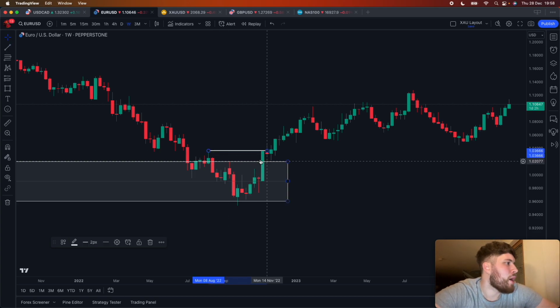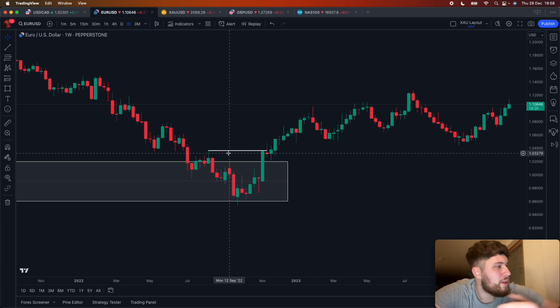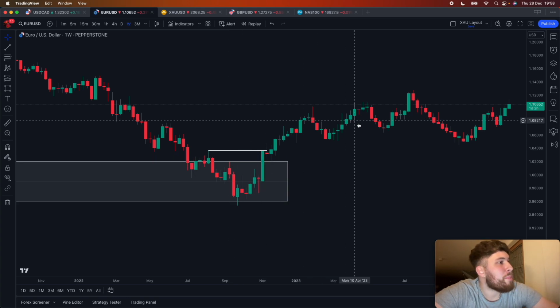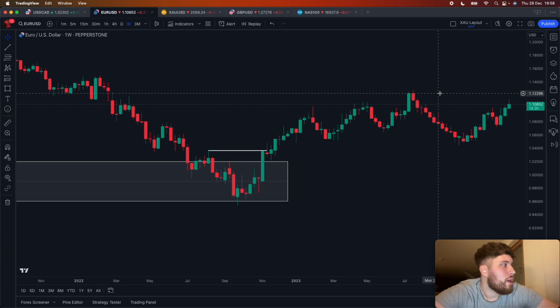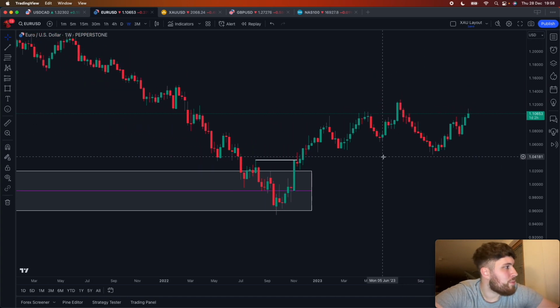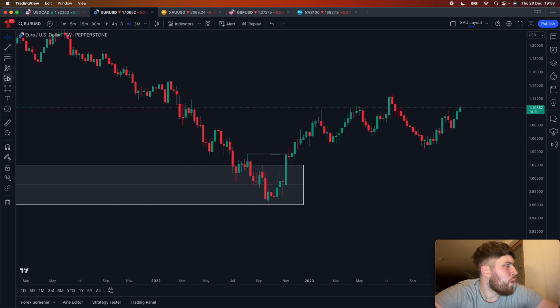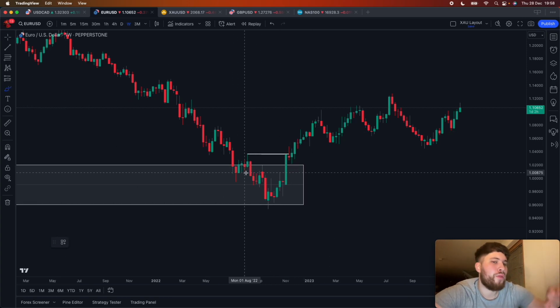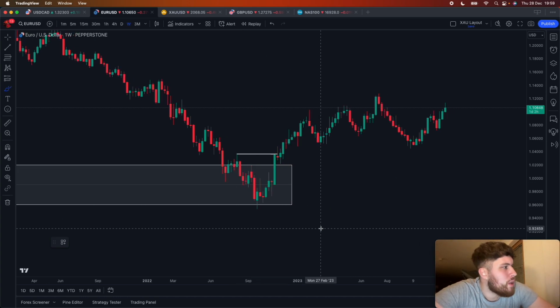Now, the reason why I'm marking this out is because what this defines and what this tells us is that enough demand has been introduced into this market to actually break structure to the upside. Now, if you are familiar with breaks of structure and you understand what that tells us, then you will know that having a break of structure in and around an area of supply or demand is a very good sign that price is ready to now reverse.